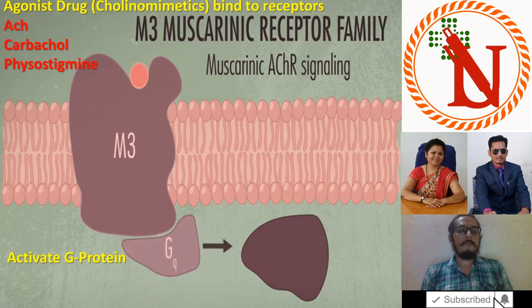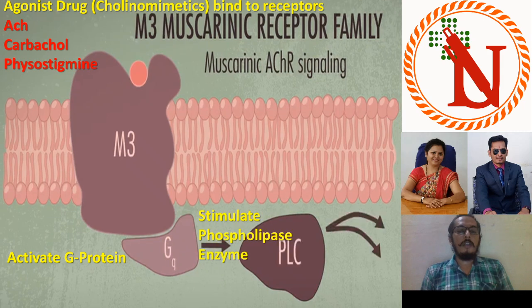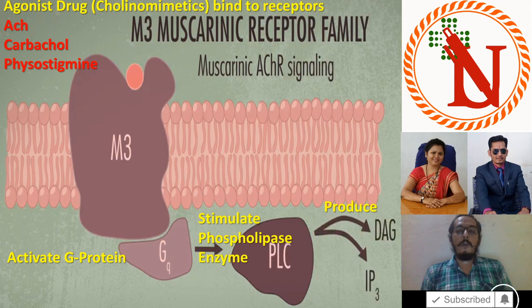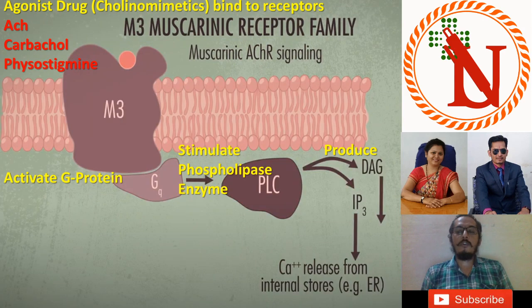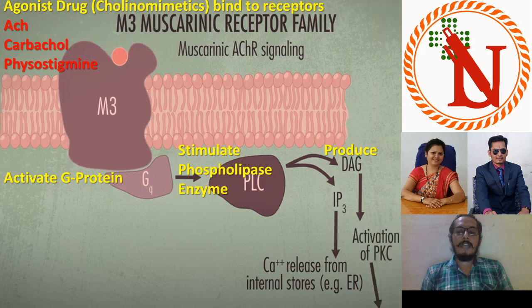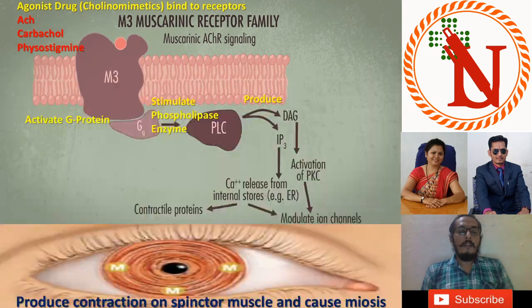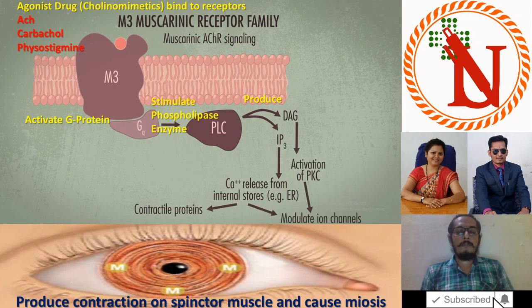So what will happen? It activates the G protein and stimulates the phospholipase enzyme. When the phospholipase enzyme is stimulated, it produces diacylglycerol and inositol triphosphate. Inositol triphosphate increases the intracellular calcium level, and diacylglycerol activates protein kinase C. Both effects increase the intracellular calcium level. It produces constriction of the sphincter muscles by acting on the M3 receptor, which is known as miosis.